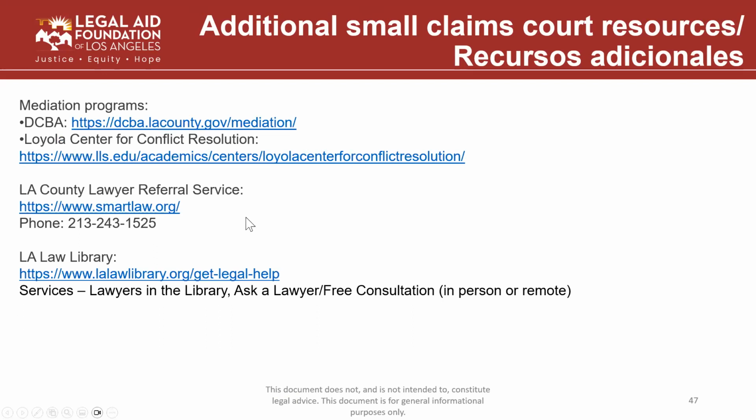If you're interested in trying to hire an attorney to represent you in a limited or unlimited civil case, you can look at the LA County Lawyer Referral Service to see if there's any attorneys that would be interested in taking your case. And also the LA Law Library is an excellent resource for more assistance in these areas. They offer two programs. One is Lawyers in the Library, and one is Ask a Lawyer. These are programs where they have lawyers that are experts in certain areas of law come in and answer questions, and in some cases provide free legal consultations.